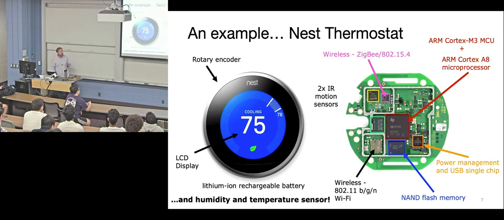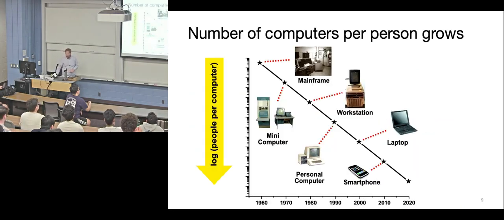All right, so let's take a quick detour here and talk about how we got to all this mess. Why is all this in here? Why is it possible now that this can happen? Okay, so we look at the progression of time. This is log scale approximately. And we see that the number of computers per person has been growing.